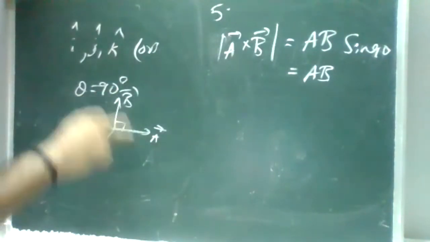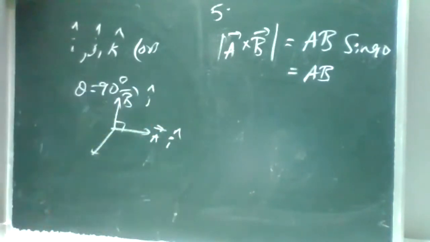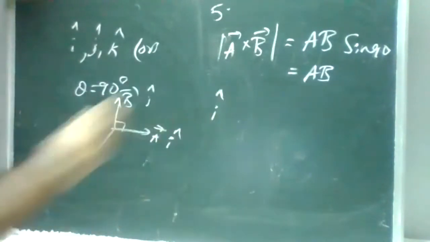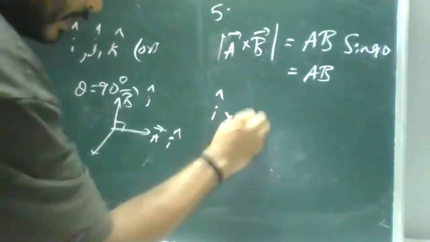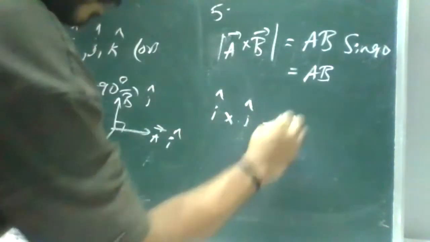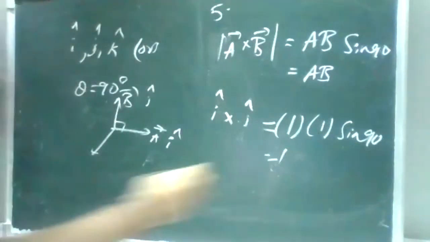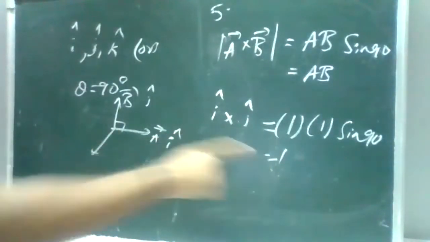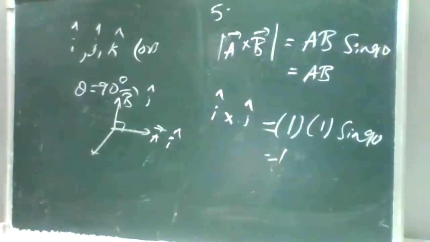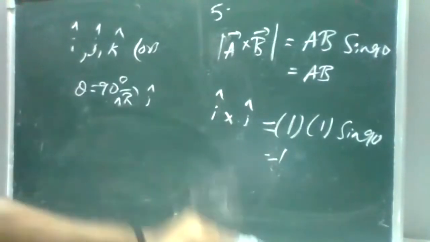So when you're considering the directions, vector A is i cap and vector B is j cap. So i cap cross j cap: the magnitude of the unit vectors is 1 and 1, and sine 90 degrees is 1. So i cross j has magnitude 1. But here we are specifying the direction, and the direction again comes from the thumb rule itself.